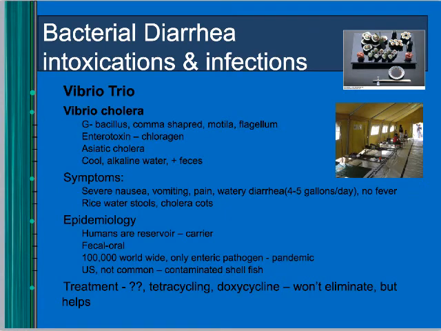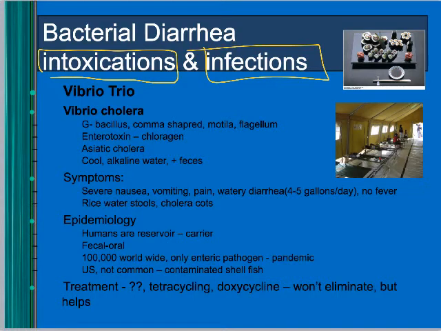First, there are two different categories of diseases: intoxications and infections. An infection is when the organism is in there and it's multiplying. An intoxication is when the organism is in there and it's releasing a toxin, and the toxin's what makes you sick. Okay, so let's start with Vibrios.